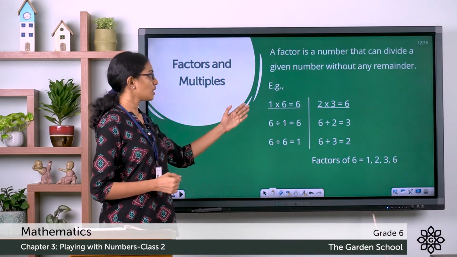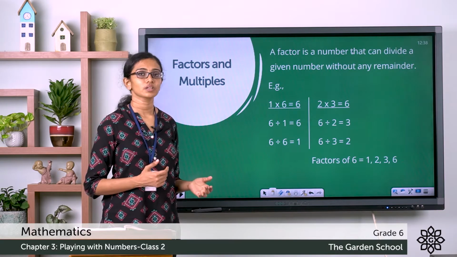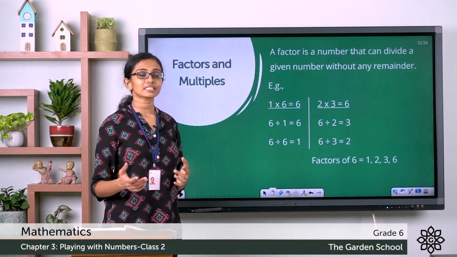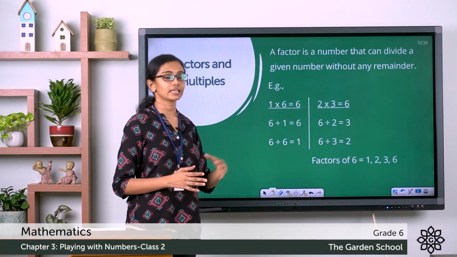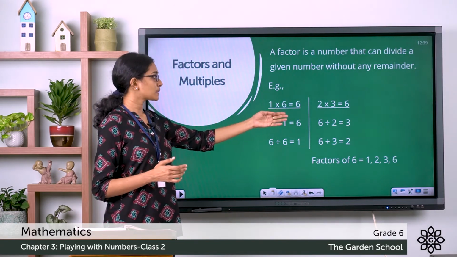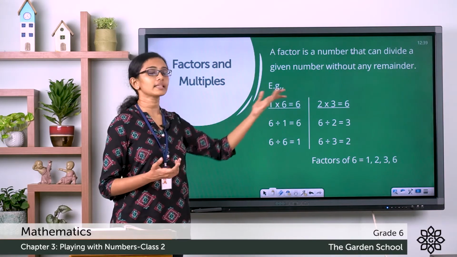See this example, 1 into 6 equals 6. See, you can obtain 6 in different ways. You can multiply 1 and 6 or you can multiply 2 and 3. So 6 is a multiple of 1, 6, 2 and 3.